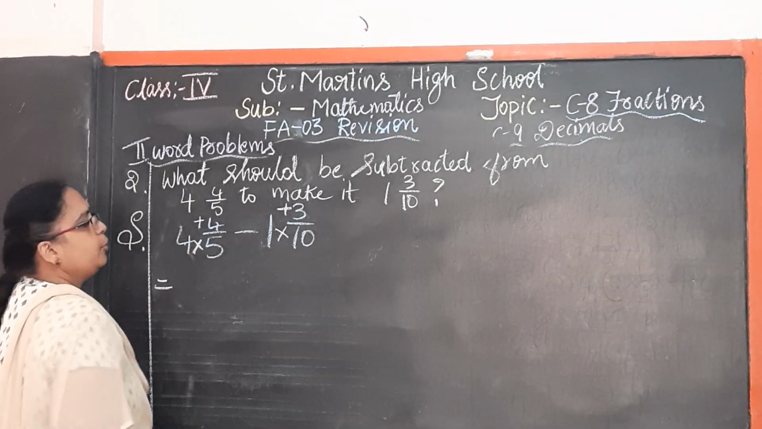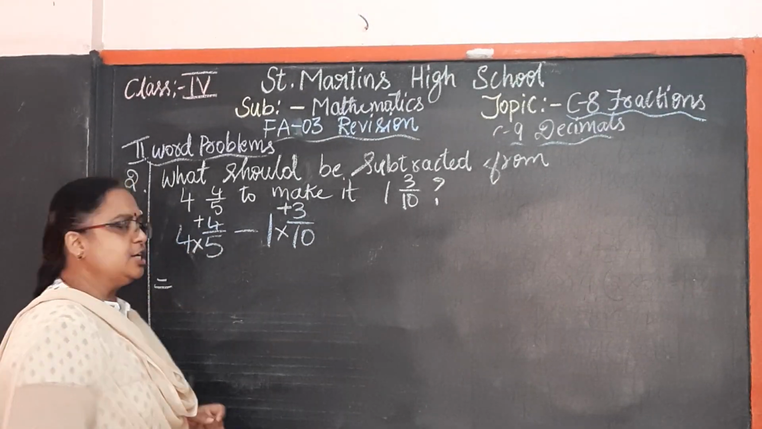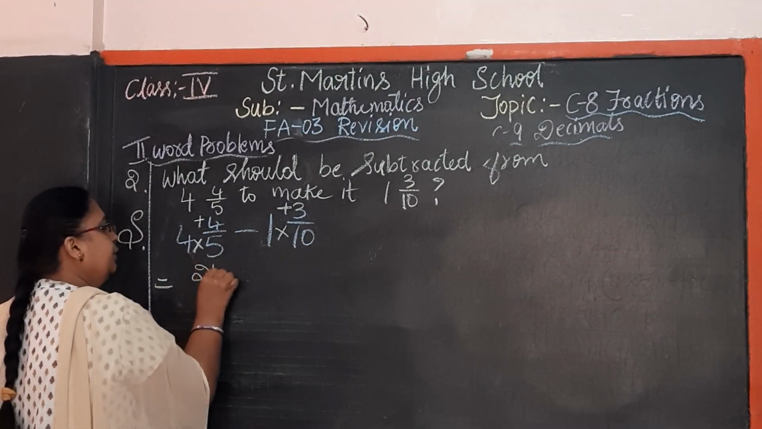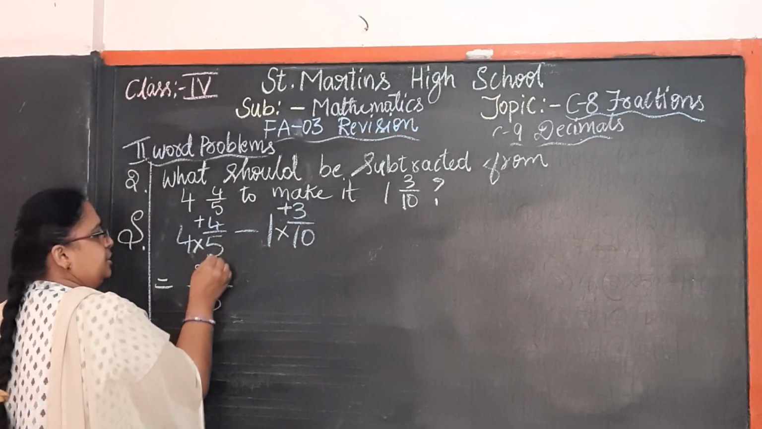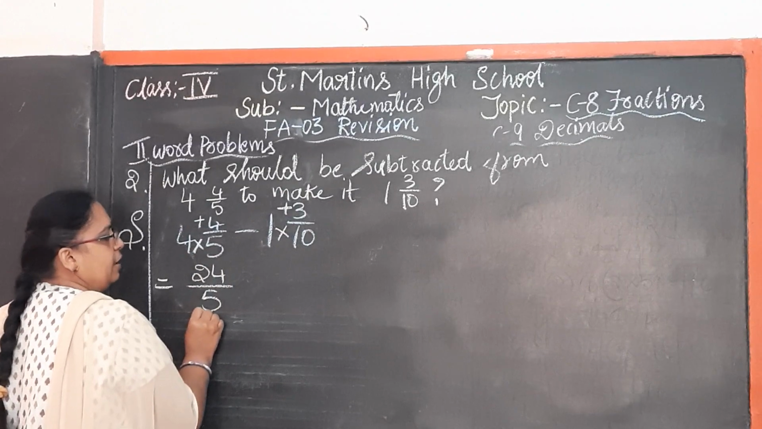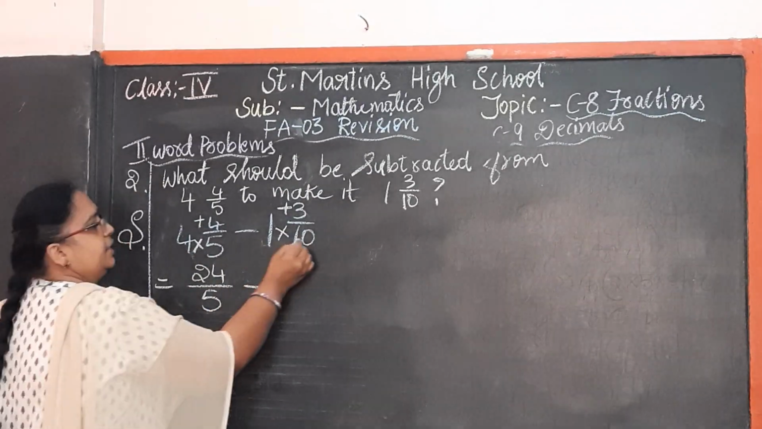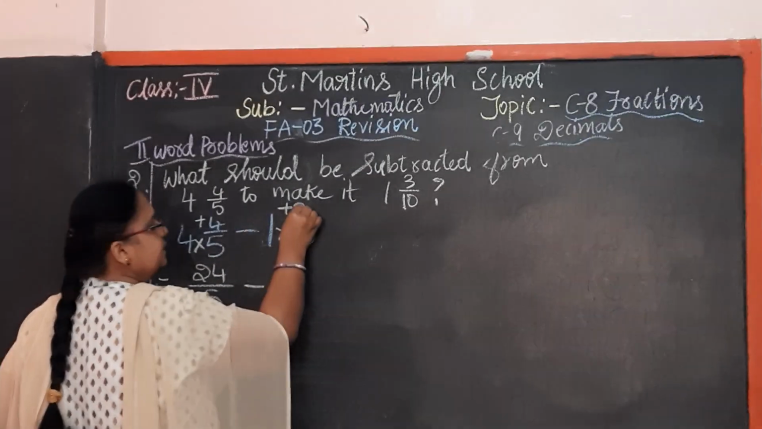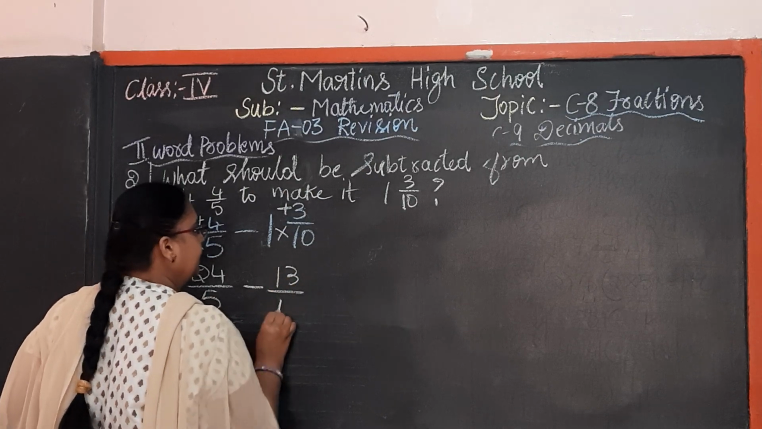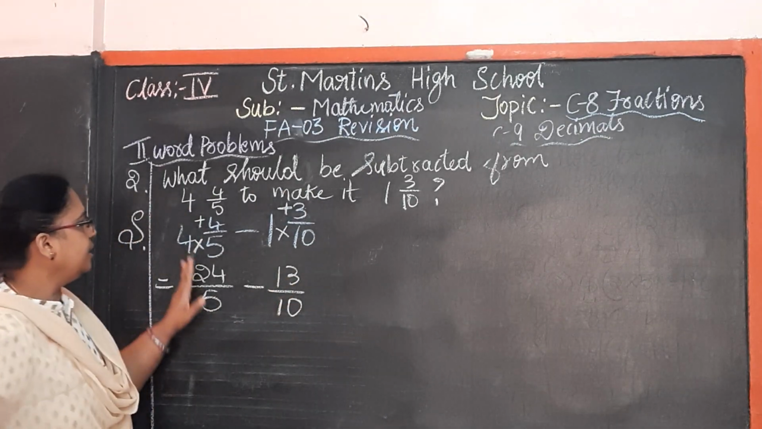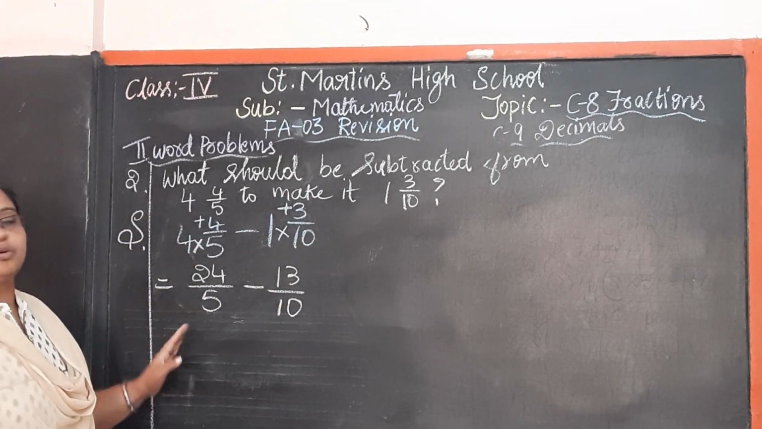4 5s are 20. 20 plus 4 is 24. 24 by 5. The denominator, what do we have? The same number, we have to write it here. Next, 10 ones are 10. 10 plus 3, 13. 13 by 10. Yes, children, we have converted. And then, what is the next step?